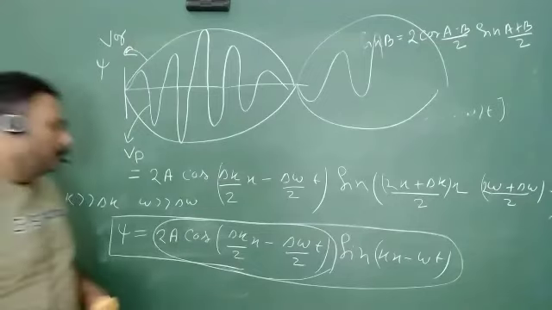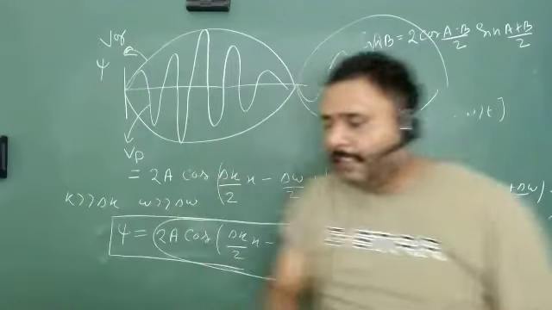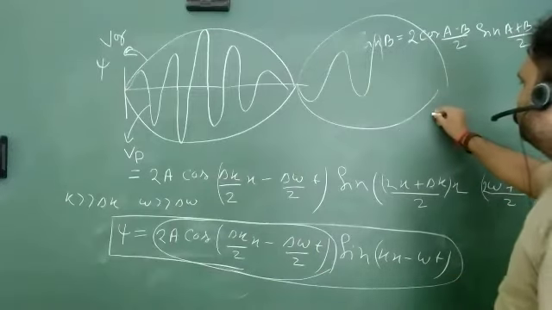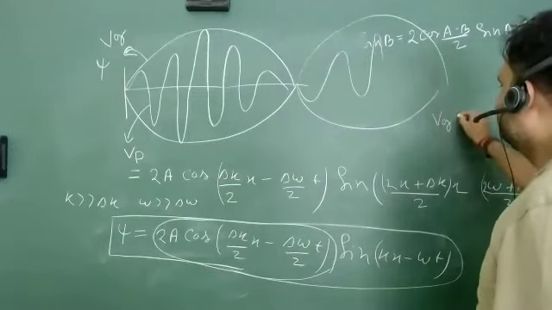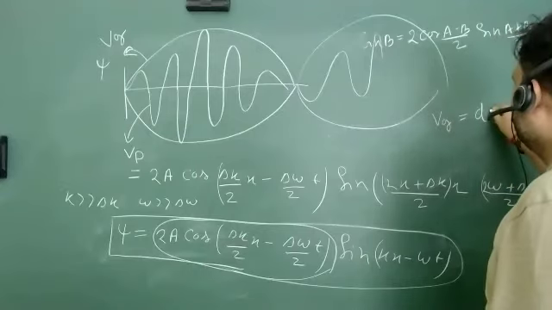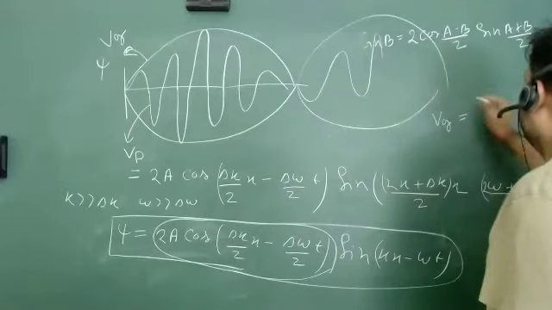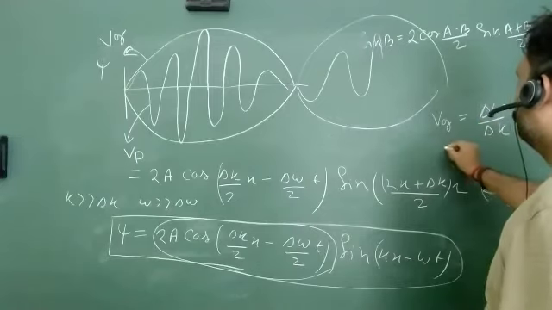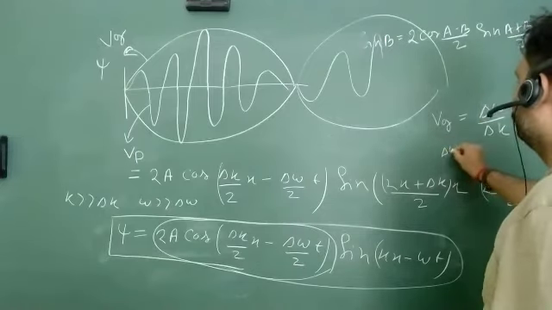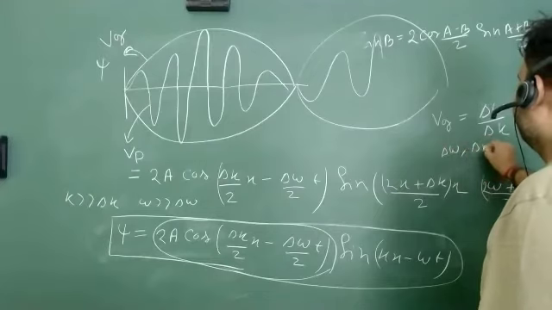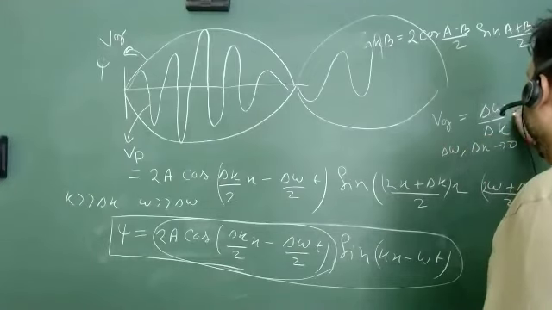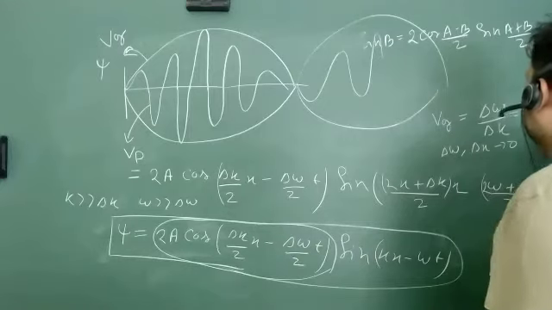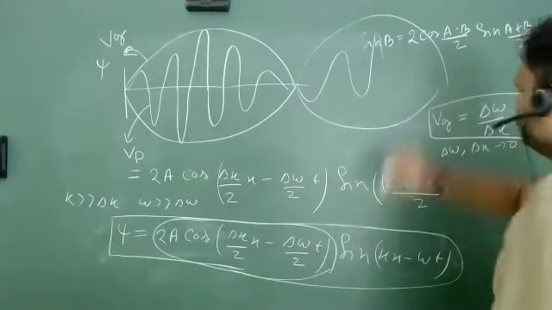So what is group velocity? The group velocity is identified as Vg equal to delta omega upon delta k, where delta omega and delta k tend to 0. Then you can write this as d omega upon dk. So this is the definition of group velocity.